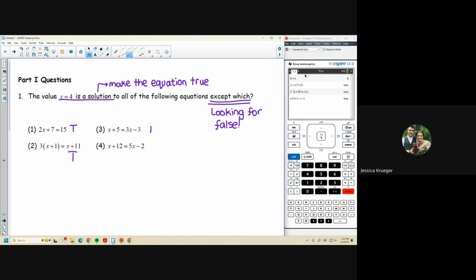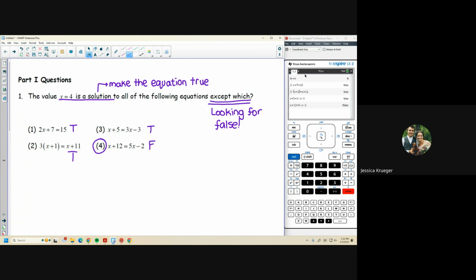Now, you might be tempted to circle 4, but let's just make sure. x plus 12 equals 5x minus 2. Oh, there it is. False. So this is my answer. 4 is not a solution. It doesn't make the equation true.